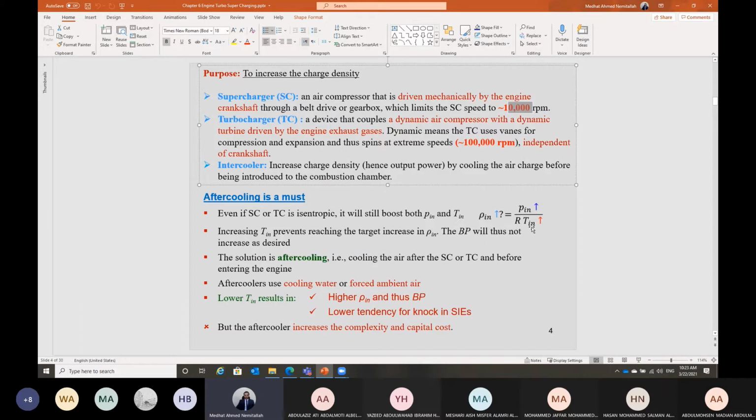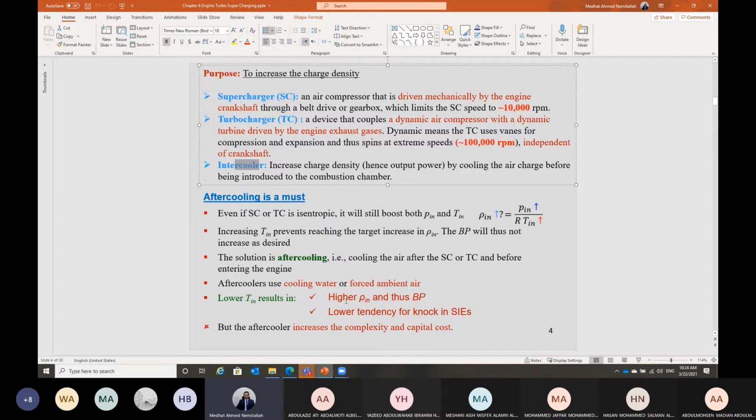But in both cases, when we raise the pressure of the air, the temperature also will be raised. Raising the pressure will raise the density, but when the pressure increases, the temperature also increases, and this will result in reducing the density again. So in both cases, turbocharger or supercharger, we have to use an intercooler. This intercooler cools down the compressed air after the compressor before we introduce it to the engine, so that we can improve the density of the air.